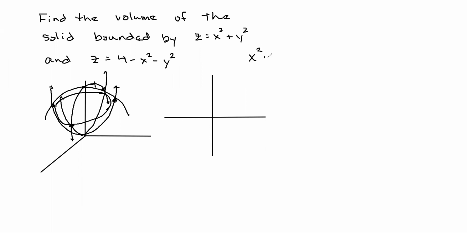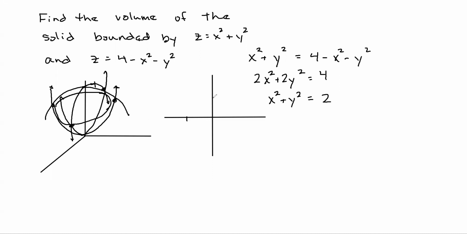So you could do x squared plus y squared equals 4 minus x squared minus y squared. And then if you do that, you'll get 2x squared plus 2y squared equals 4. And then you'll get x squared plus y squared equals 2. Right? And that is the circle of radius root 2.